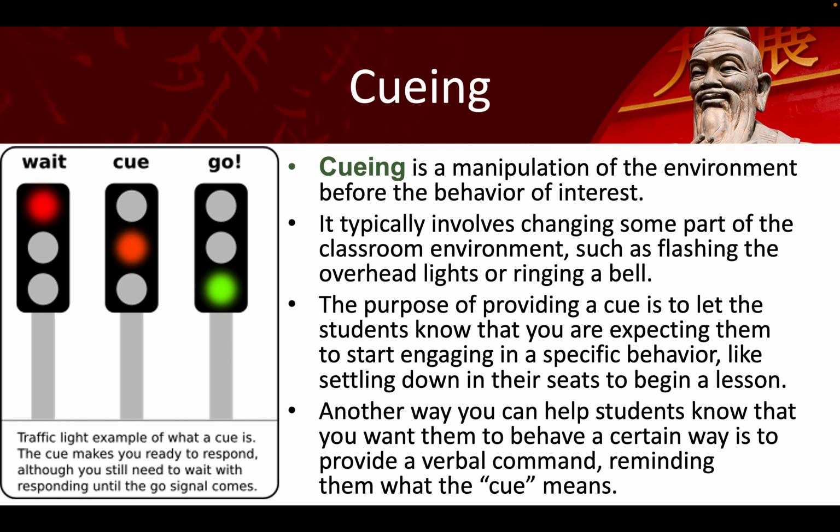Cueing is a manipulation of the environment before the behavior of interest. It typically involves changing some part of the classroom environment, such as flashing the overhead lights or ringing a bell. The purpose of providing a cue is to let the students know that you are expecting them to start engaging in specific behavior, like settling down on their seats to begin a lesson. Another way you can help students know that you want them to behave a certain way is to provide a verbal command reminding them what the cue means.